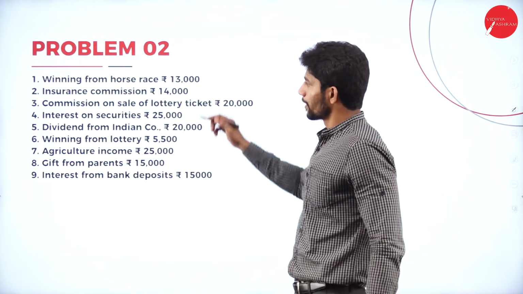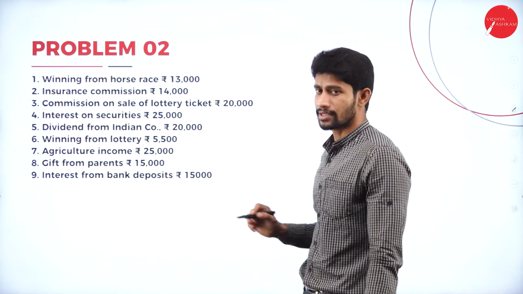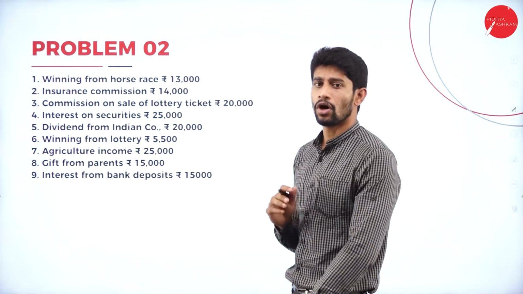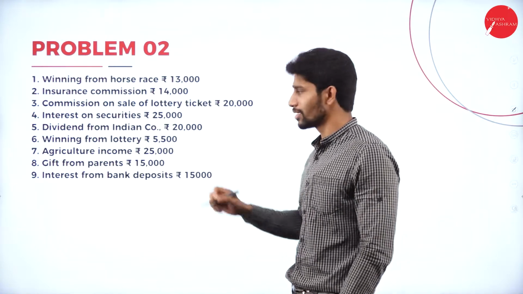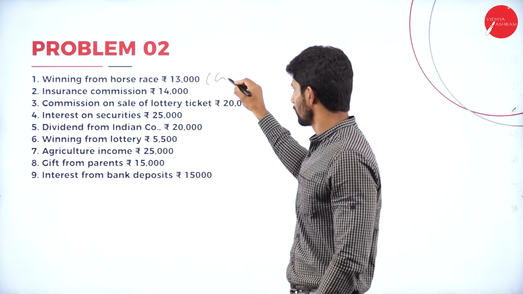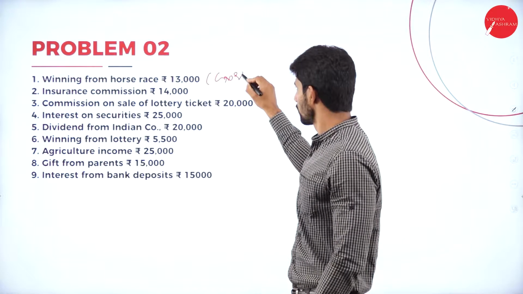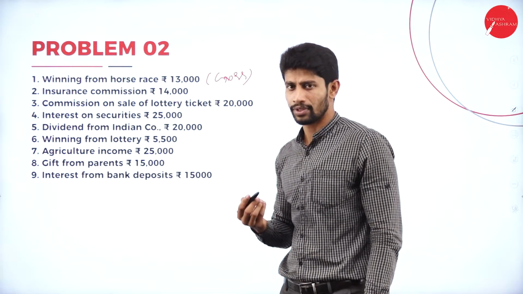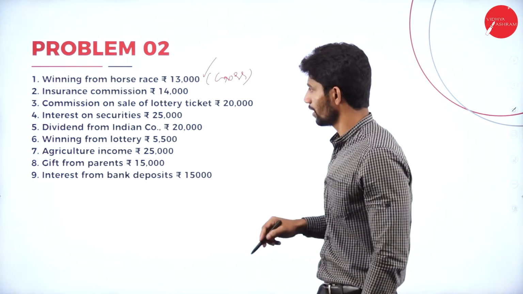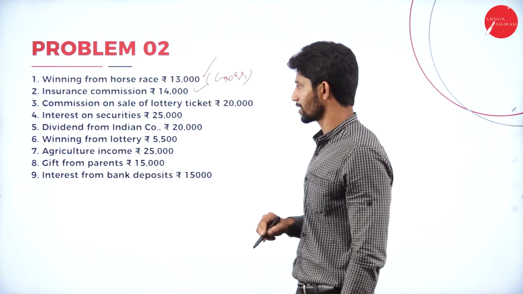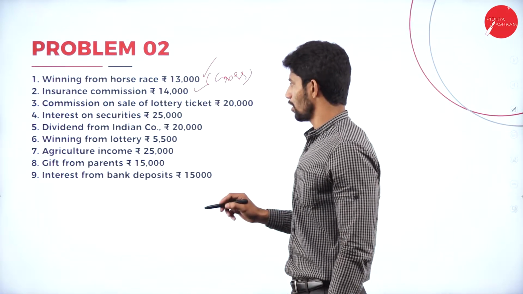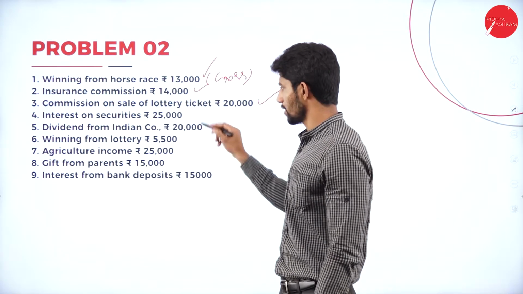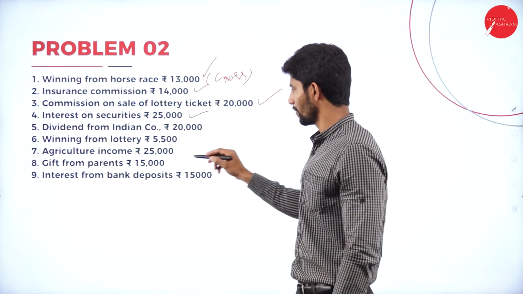Problem 2, winning from horse race. Yes, here they have not given whether the given value is net value or gross value. We have to assume that this is gross value. So need not compute it. Okay, 13,000. Yes, taxable. Next, insurance commission, taxable. Commission on sale of lottery ticket. Yes, taxable. Interest on securities. Yes, taxable.